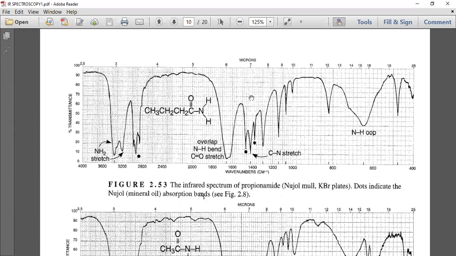For amides, apart from the C double bond O, because two hydrogens are present on nitrogen, we will get a doublet here around 3400 centimeter inverse. Then of course the NH OOP, a very broad OOP. This also we will identify.